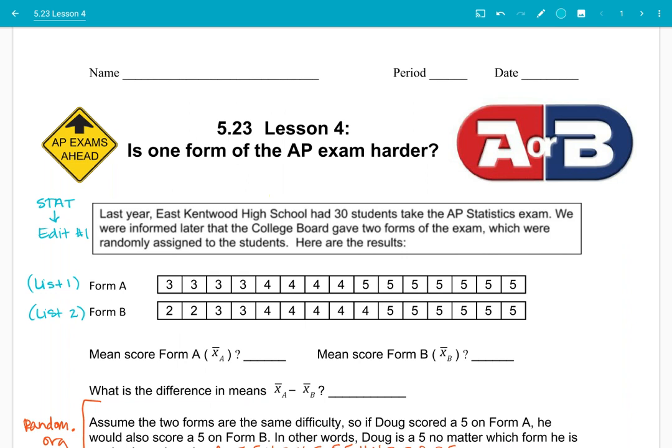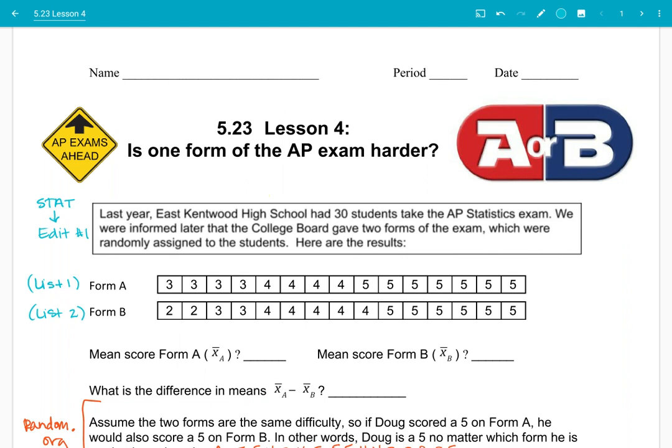Okay, so once you have all your data entered into your lists, then you are going to want to exit back out of there. So you could push quit, or you could push second mode to exit out of there, or just go back to your calculator function, however you choose to do it on yours.